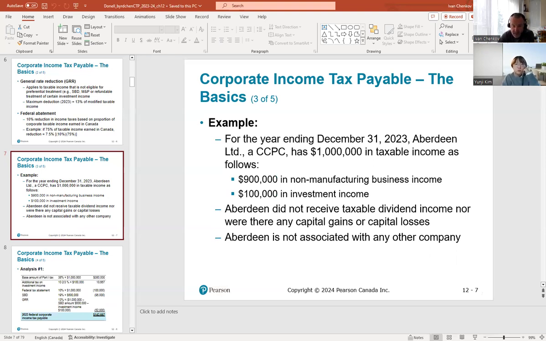For the year ending December 31st, this company has $1 million taxable income, which is as follows: $900,000 non-manufacturing business income and $100,000 investment income. The company did not receive any taxable dividend income, nor were there any capital gains or losses. And also, it's not associated with any other companies.